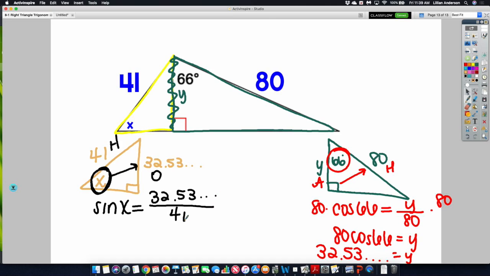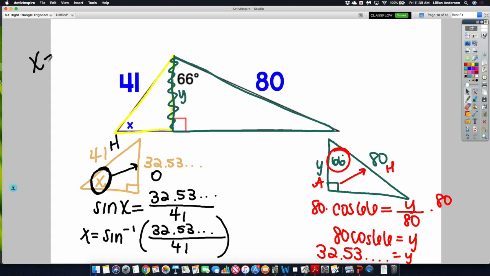Now for this one, since I'm looking for an angle, that means I'm going to need to do the inverse of the trig function. And just like before, you should still have that 32.53 number in your calculator. So we're going to need to divide that number by 41. So if you just do divided by 41, you should get a decimal, like a 0.79 decimal. Now we just need to do the inverse. So we're going to do second sine, and we'll get the inverse of our trig function. And the value of x, what I'm looking for, this is what I round to 3 significant figures, and it should be 52.5 degrees.